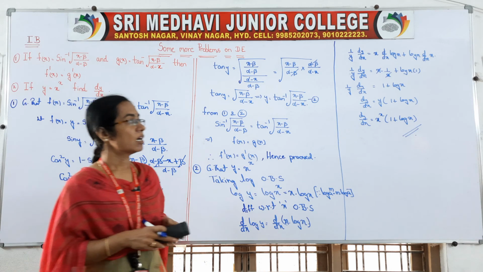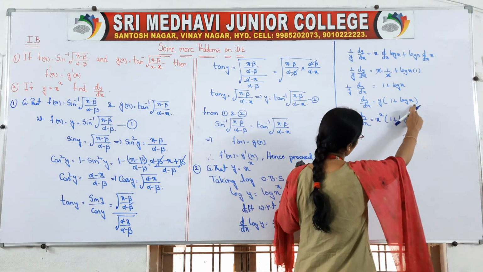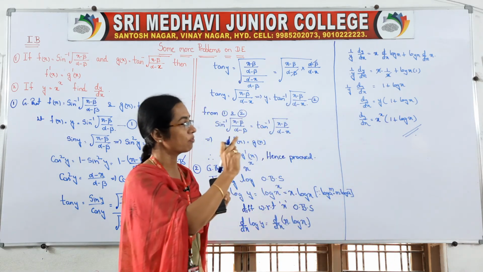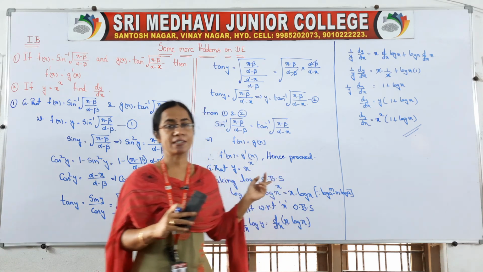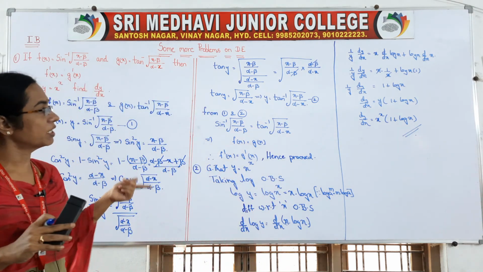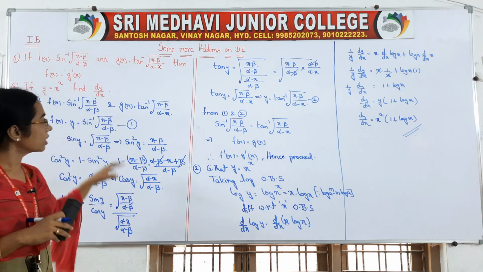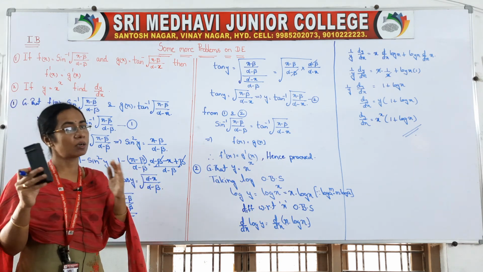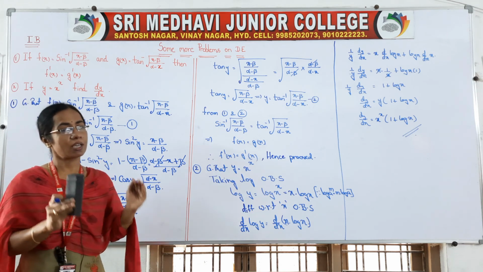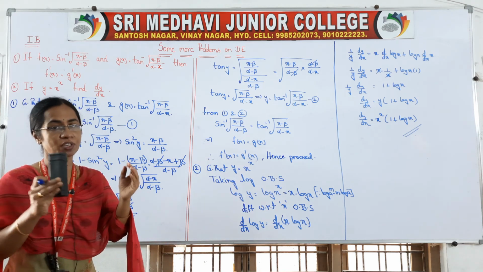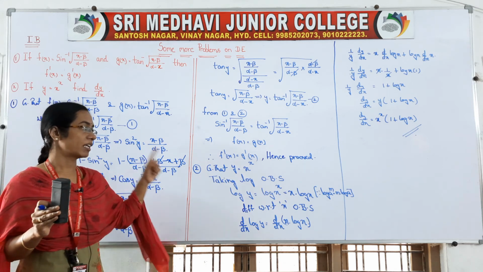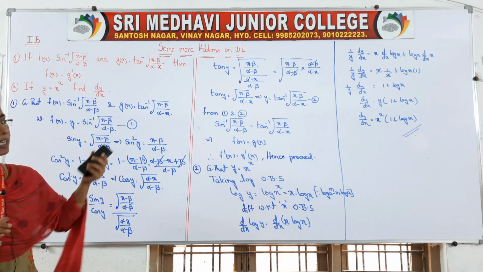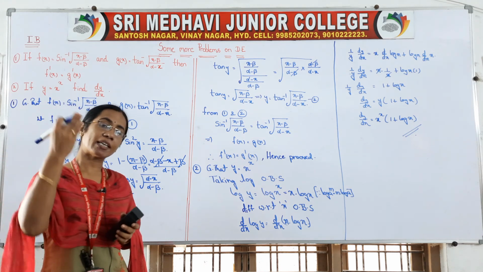Formula d by dx of u into v form. We applied it and we got dy by dx is equal to y into 1 plus log x, where y is x to the power of x. So dy by dx is equal to x to the power of x into 1 plus log x is the answer. Okay. So be perfect with these two problems. In the first problem, our aim is to show that both given functions are equal. If f of x is equal to g of x, then f dash x is equal to g dash x. Okay. So hence proved.